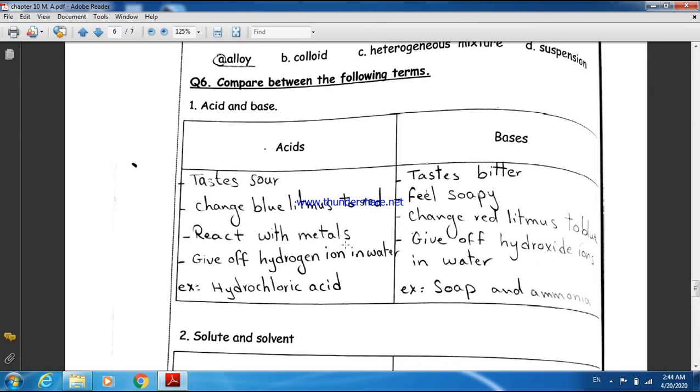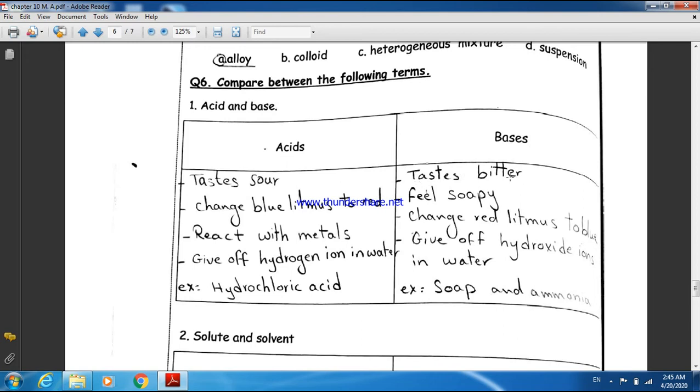Now, what about the first column? Acids taste sour. Change blue litmus paper to red. You know the litmus paper is the indicator to test for the presence of acids. So you will find it changes blue litmus paper to red. React with metals and give off hydrogen ions in water. So when you put acids in water, you will find it produces hydrogen ions. For example, hydrochloric acid.